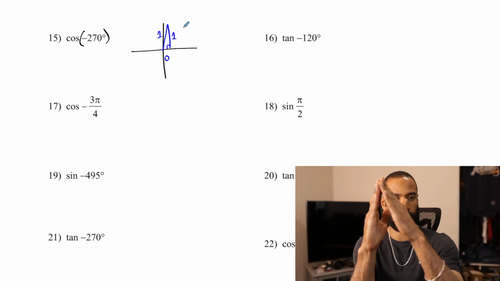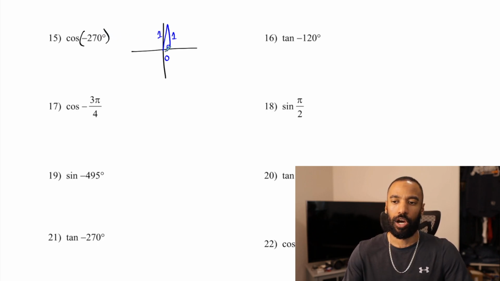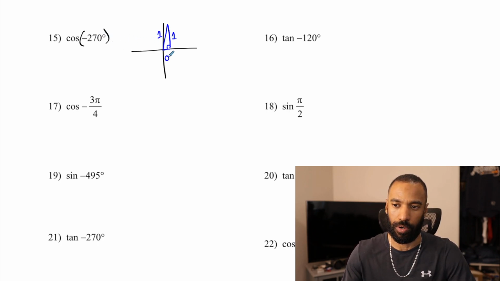It squishes into the same thing. So if this is 1, so is that. 1, 1, 0. Cosine of that angle is adjacent, 0, over hypotenuse, 1. 0 over 1, which is 0.